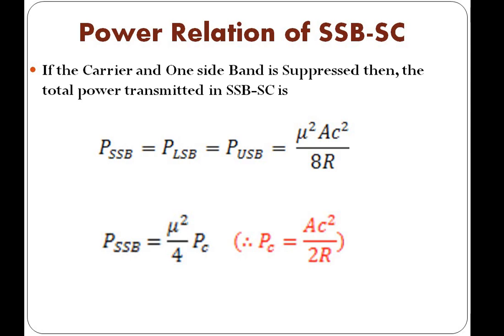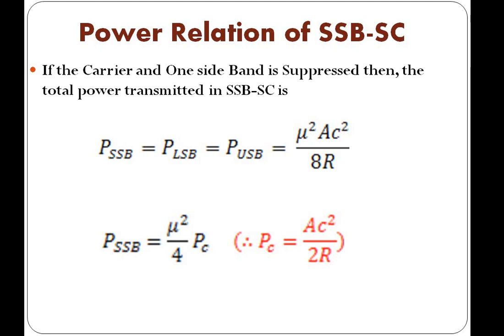Next, now the power relation of SSB-SC. What is the power relation? Do you remember the power relation in DSB-SC? First I'll go with the power relation of amplitude modulation. The total power of amplitude modulation, PT, is equal to the carrier power PC plus the power of the sidebands, the upper sideband and the lower sideband. Now in DSB-SC we have removed the carrier, so the total power PT is equal to the power of the upper sideband plus the power of the lower sideband. Now we are reducing one of the sidebands also, so what will be the total power?